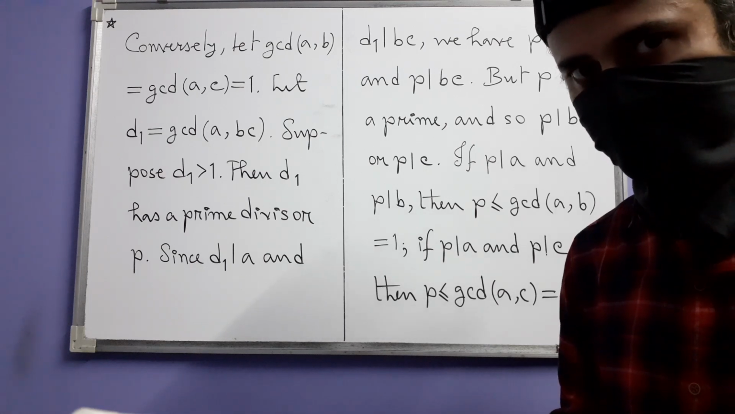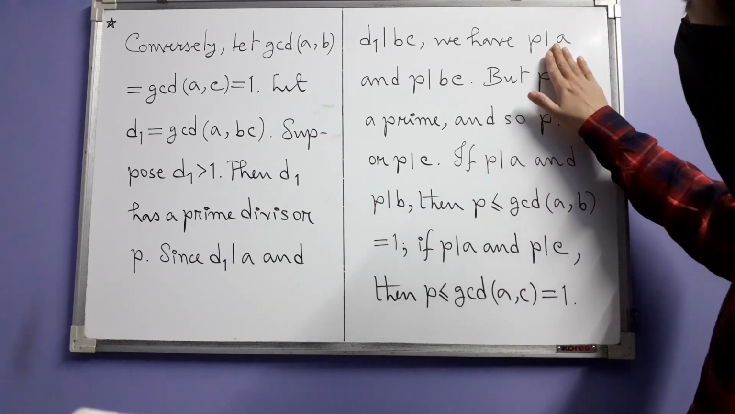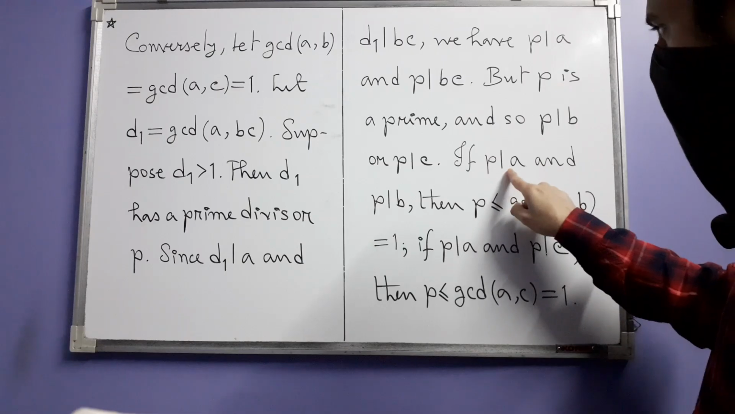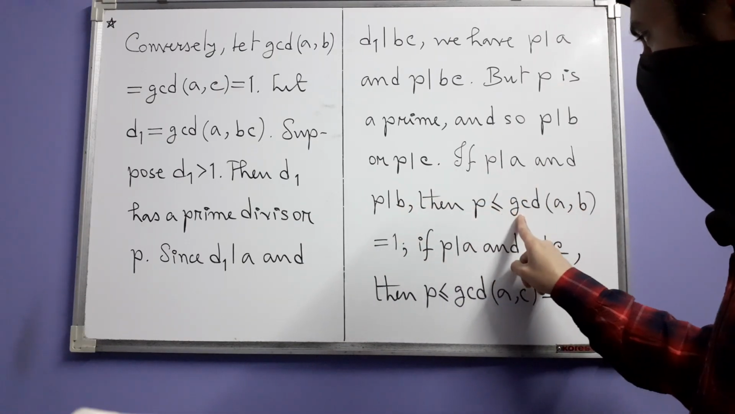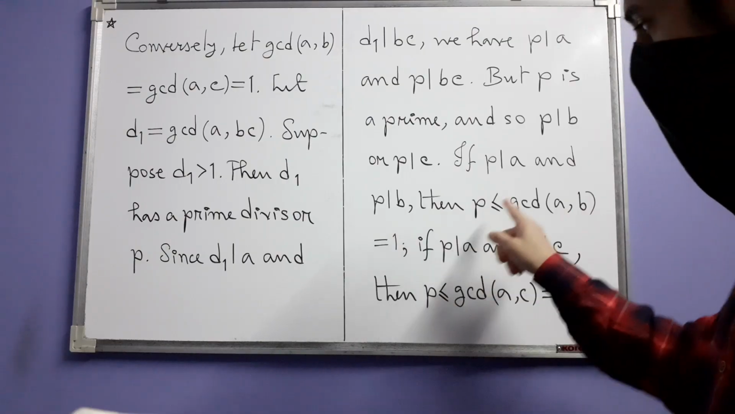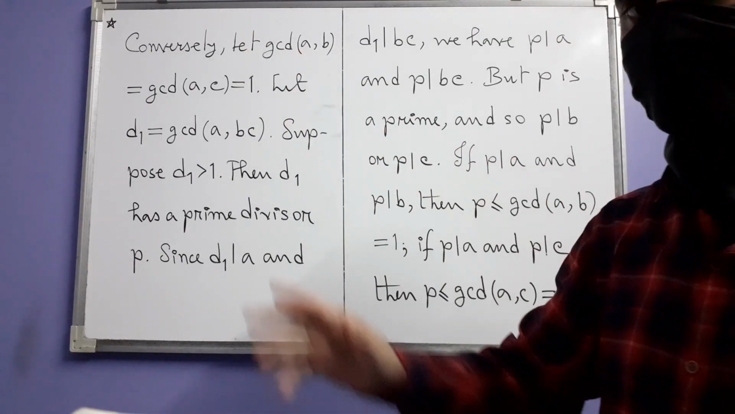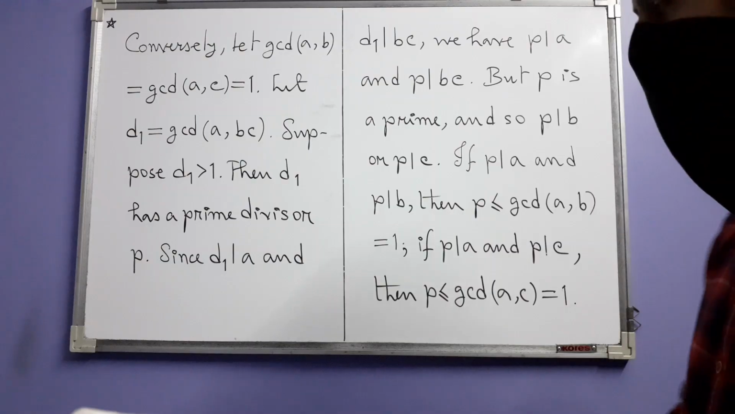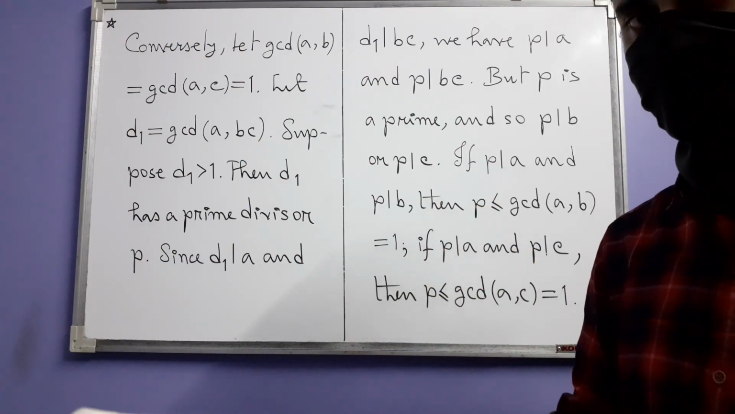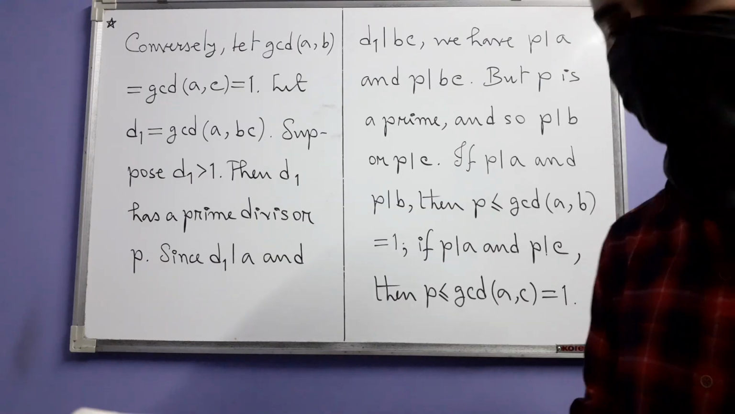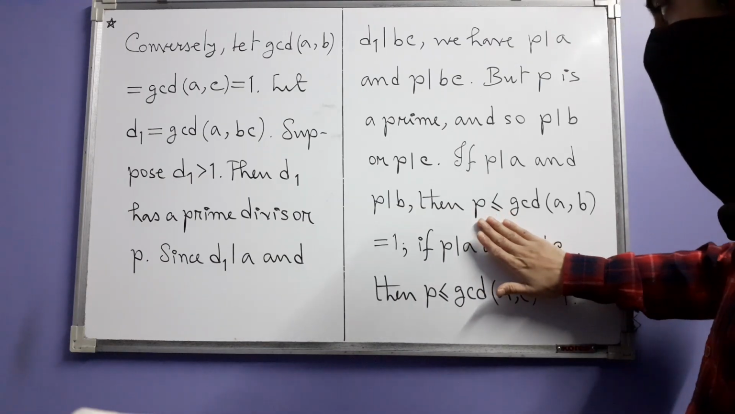Suppose P divides B. Then since P also divides A, P becomes a common divisor of A and B, and as such it will be less than or equal to their greatest common divisor, which however is 1, because that's part of the hypothesis. This however is not possible because P is a prime. How can it be less than or equal to 1? So we have a contradiction here.